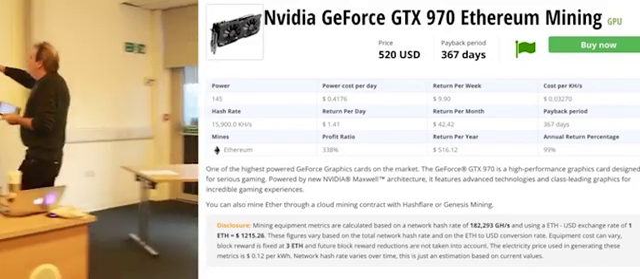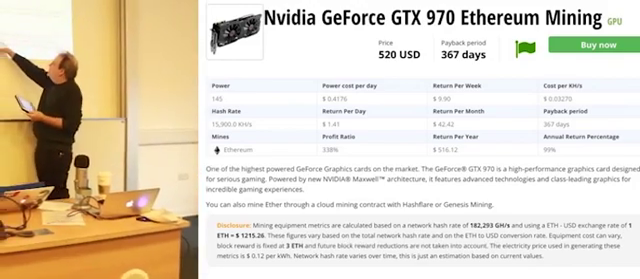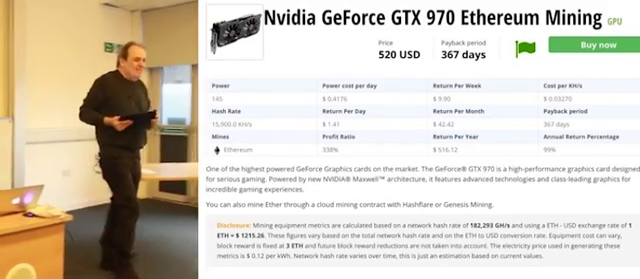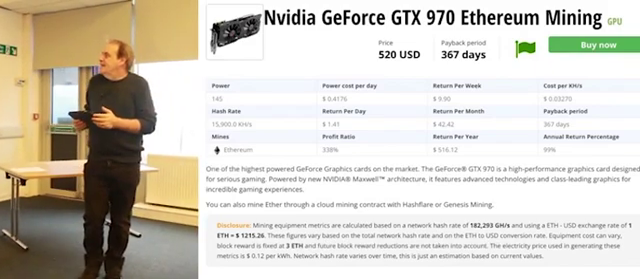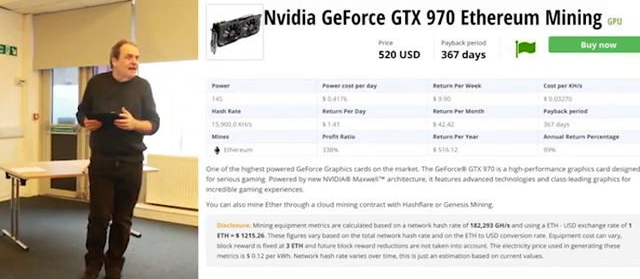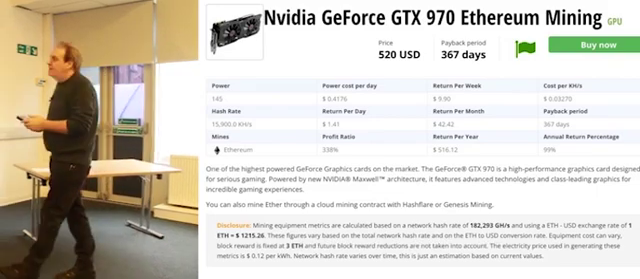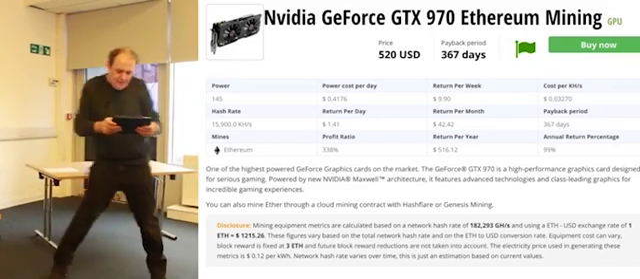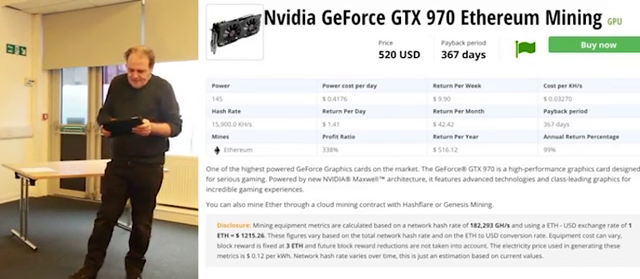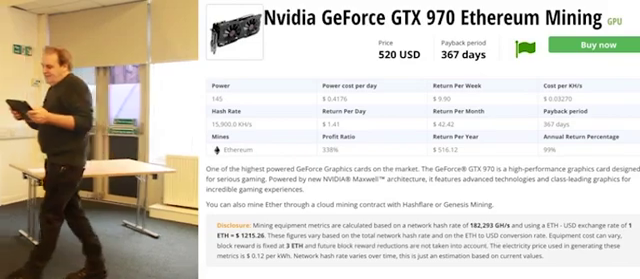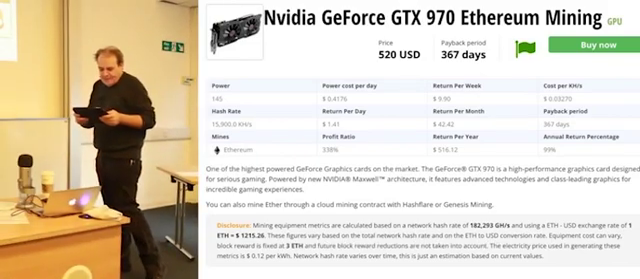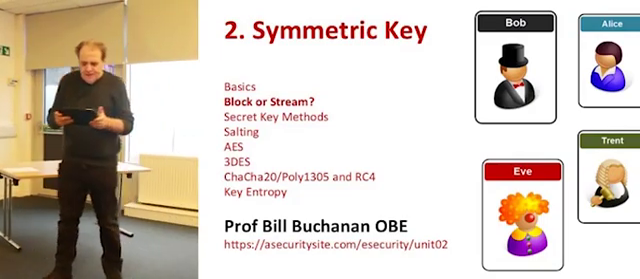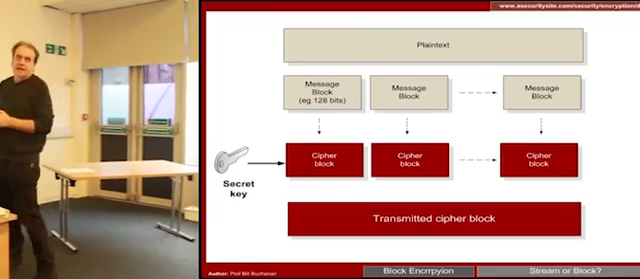So this card here is doing 182,000 gigahashes. Gigahashes, that's a billion. So it's nearly a trillion hashes per second for that. So that's the kind of device that you could be looking at. It says you get $500 a year from your mining. Okay, so that's our keys, and we'll look in more detail at that next week.